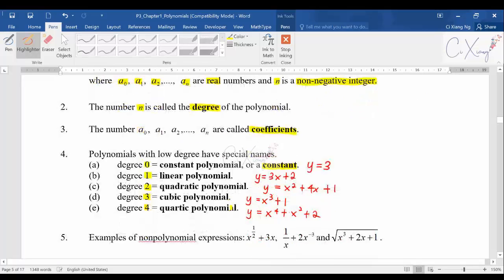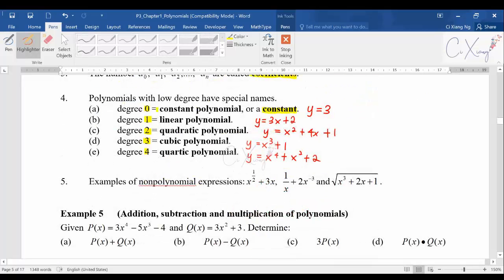Now there are some examples of non-polynomials. Let's say you have a fractional power, like a square root, in your terms. That means this one is not a polynomial. And if you have a negative power, it is also not a polynomial. Or something with a square root, also not a polynomial. So the definition of a polynomial is very straightforward. The power must be a whole number, a non-negative integer. It can be power 0, power 1, power 2, and so on.